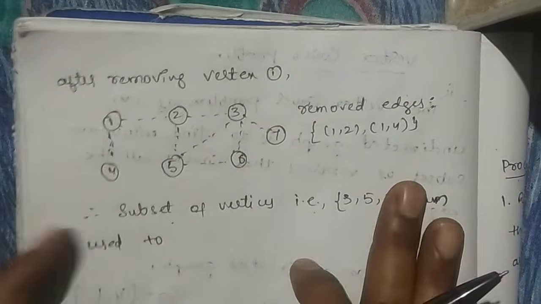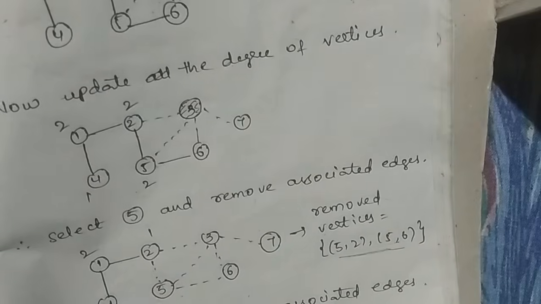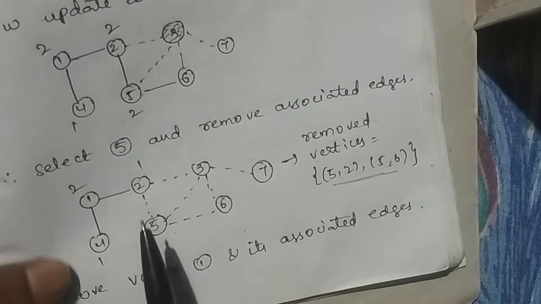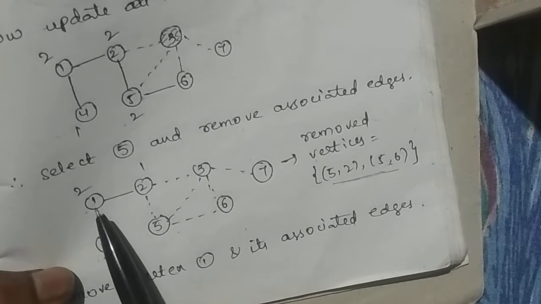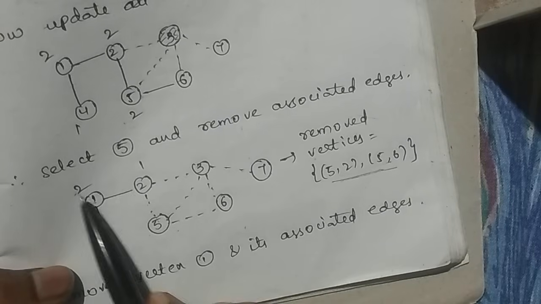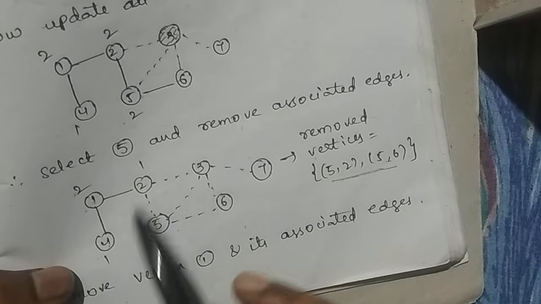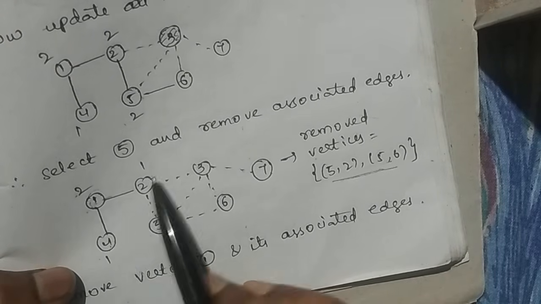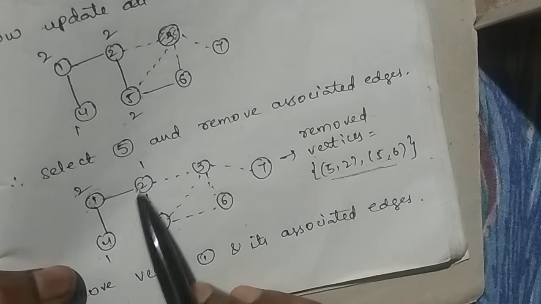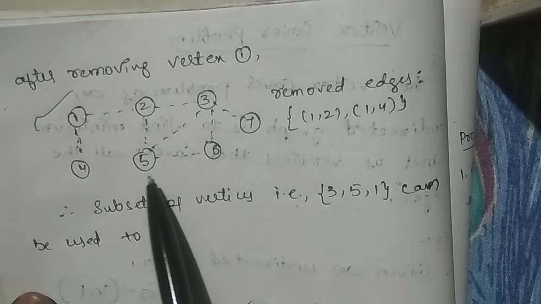Finally, in the last step again update the values of degrees. Here in the final step we have only 3 vertices. Those are 1, 2 and 4, and the degree values are like this. Vertex 1 degree value is 2, and for vertices 2 and 4 the degree value is 1 only. So select vertex 1 and remove its associated edges. That means the 1-2 edge is removed, and the 1-4 edge also. So this is the last step. In this step we have removed all the edges in that graph.